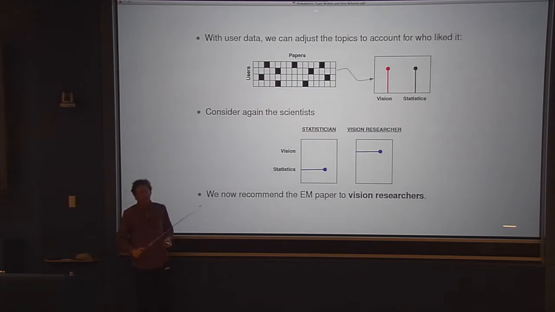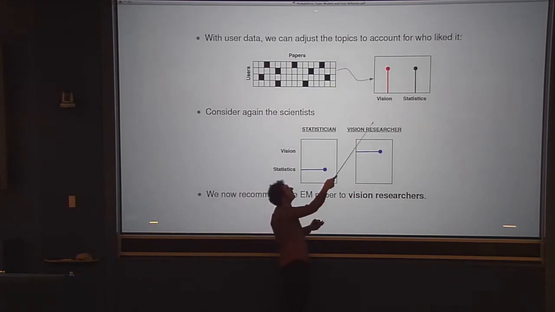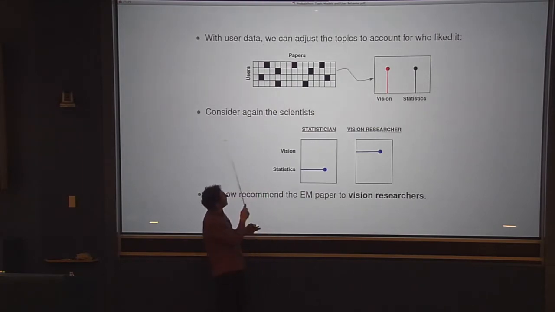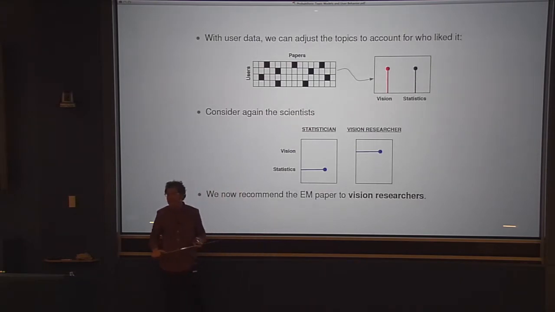Now, let's suppose we have this user behavior data from Mendeley. We know who is reading which paper. That tells us, if we have organized things correctly, that computer vision researchers are all reading the EM paper somehow. So the computer vision folks are interested in the EM paper, and so we can put a spike in our representation of the EM paper under computer vision. Now, let's consider our scientists again, statisticians and vision researchers, and now we're going to recommend the EM paper to computer vision researchers.